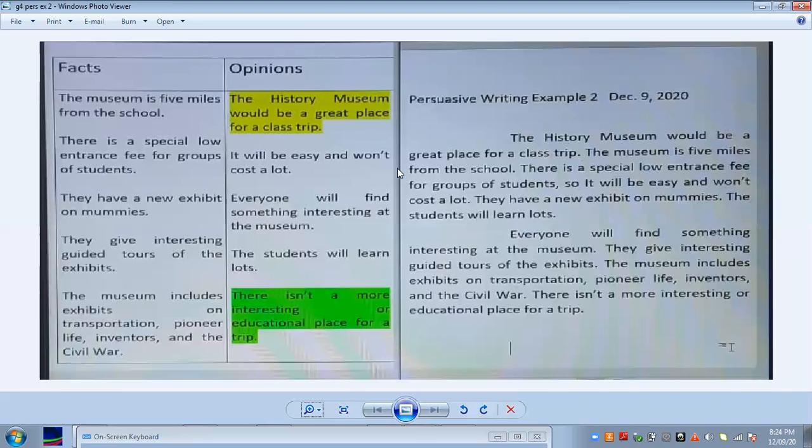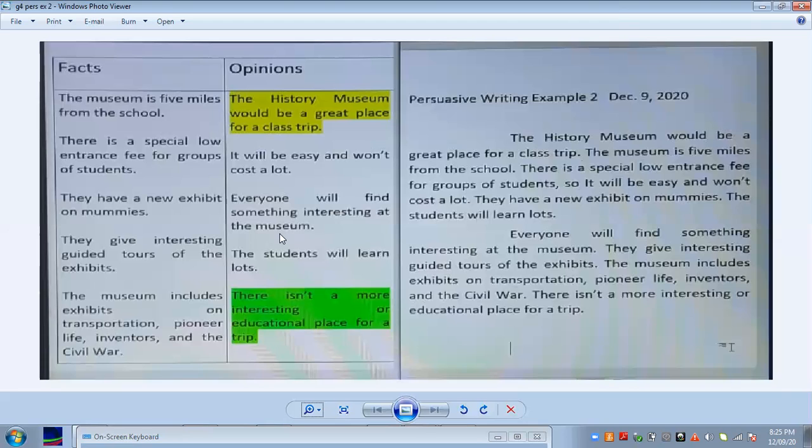It will be easy and won't cost a lot. Okay, maybe what I consider to be easy, someone else considers to be difficult. And what I think doesn't cost a lot, someone else thinks is too much money. So this is again an opinion. It's what you think. Everyone will find something interesting at the museum. Maybe you think nothing at the museum is interesting, and this is your right. You have a right to your opinion, just like I have a right to mine. So this is what we think.